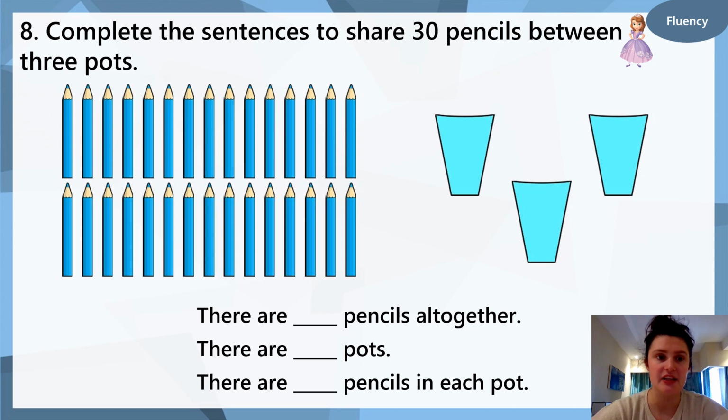Our last question for today is number 8. Complete the sentences to share 30 pencils between 3 pots. So we know from the question we have how many pencils? That's right, 30. And how many pots do we have? That's right, 3. So we can fill in the first 2 answers. There are pencils altogether, and there are pots. Pause now while you finish those sentences. What you need to do now is take 30 counters and put them into 3 equal groups. I want you to count how many are in each group and write the answer on the last line.